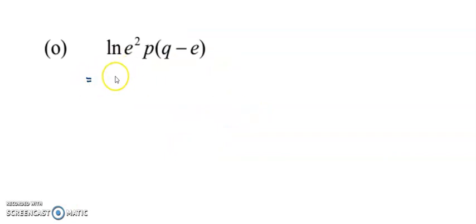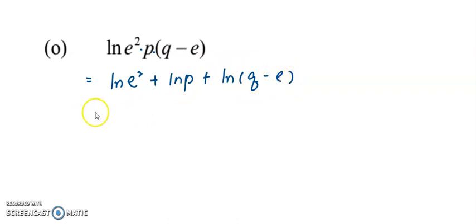This is the last example in this video. So the operation between e squared, p and q minus e, all of them are multiplied with each other. To split them, we just write log e squared, put the addition between them. I get my log p plus log q minus e. And then what we can simplify is the 2 moving to the front. You get 2 log e, where log e equals 1. So 1 multiplied by 2, there remains 2. And we have log p plus log q minus e.